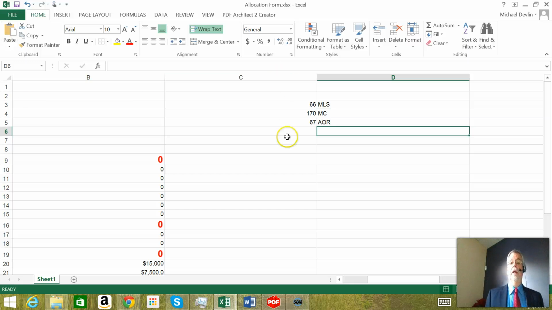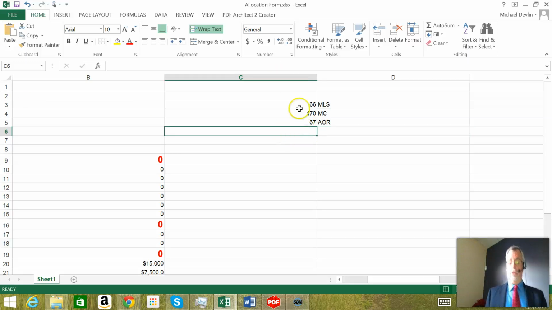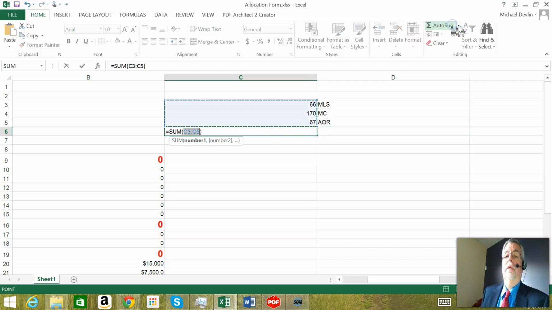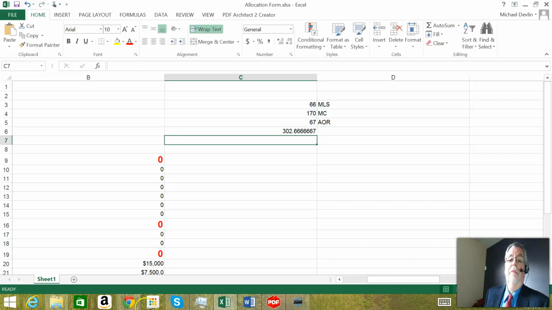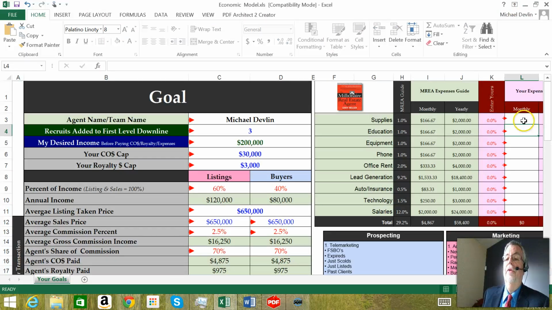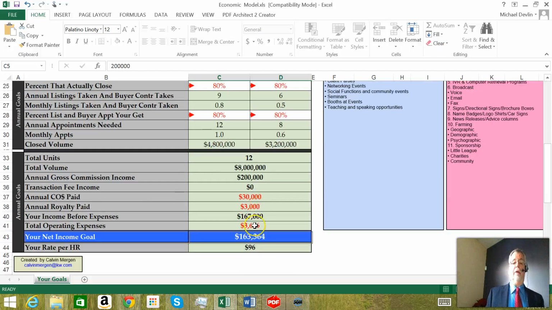Okay. So what I'm just going to do is auto sum that. So that's $302. We'll make it $303 a month. We're going to put that in here. And so when we do that, down here it's figured out what that operating expense is.